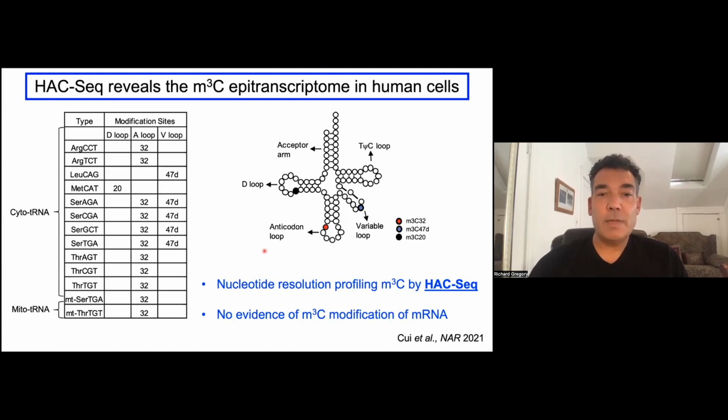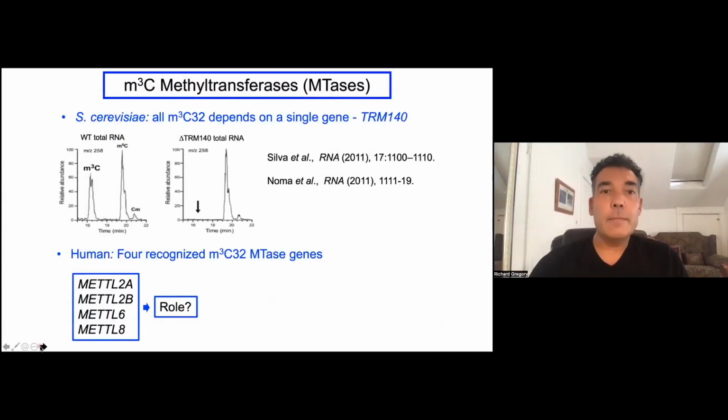But nevertheless, with this method in hand, and we published this work a couple of years ago now, we could address what's the role of the individual enzymes in the human genome. In yeast, there's a single methyltransferase that's responsible for all m3C32, and you can see this by mass spec. This was identified by Tom Suzuki's lab as well as Eric Phizicky's lab.